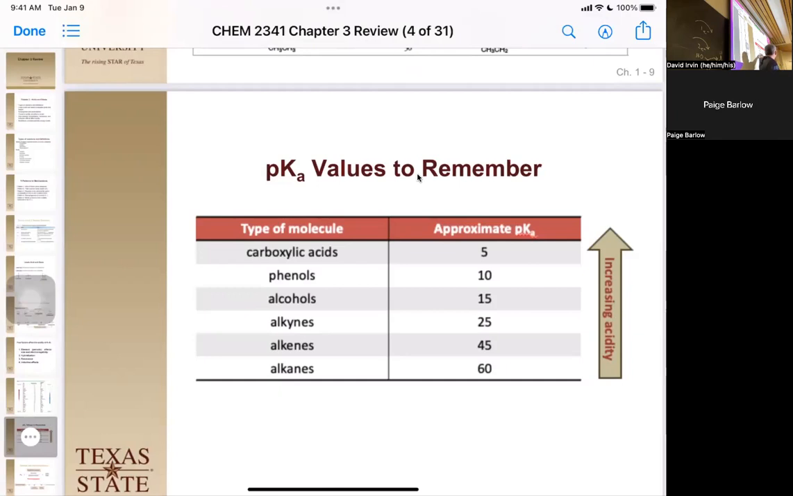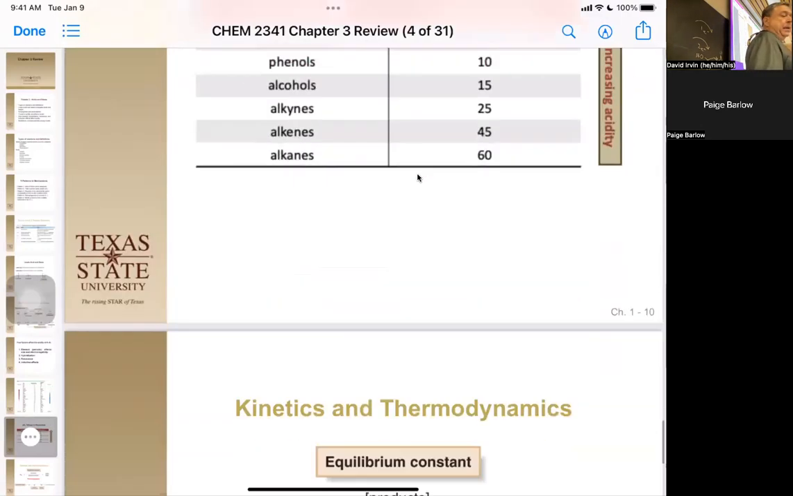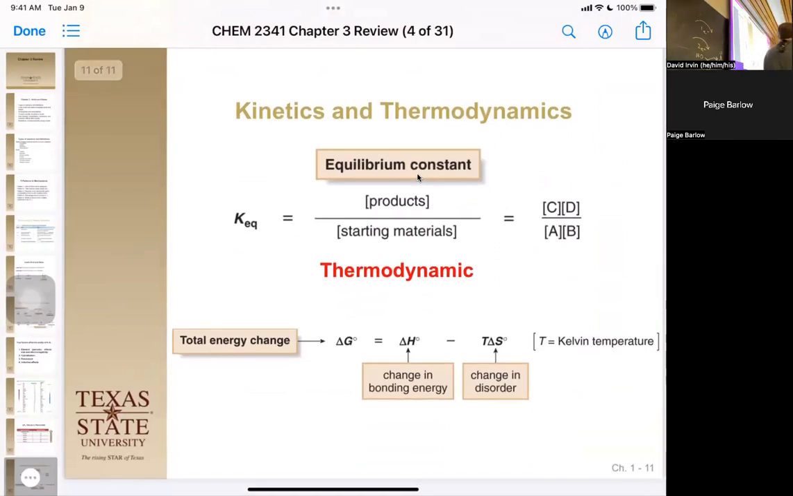But also put alcohol out; it is also right there with water. You can put water here as well. Okay, so those are the ones you must know. All right, so then we did kinetics versus thermodynamics.